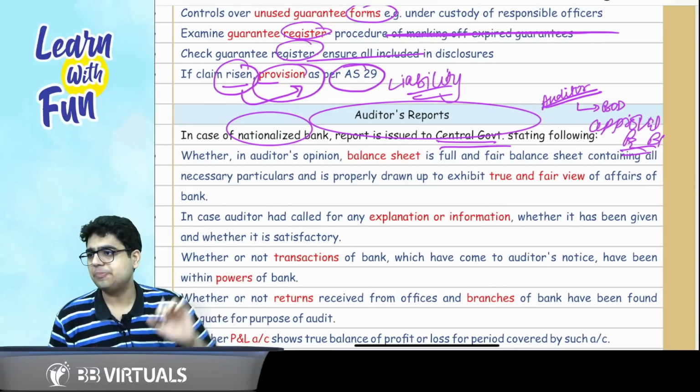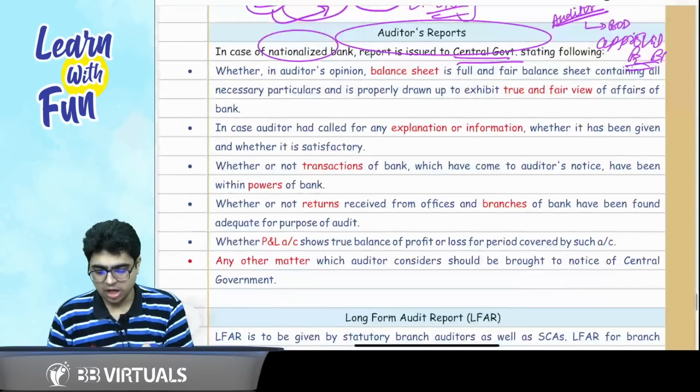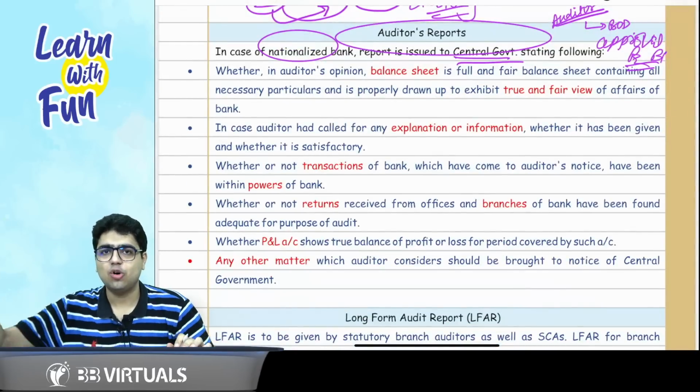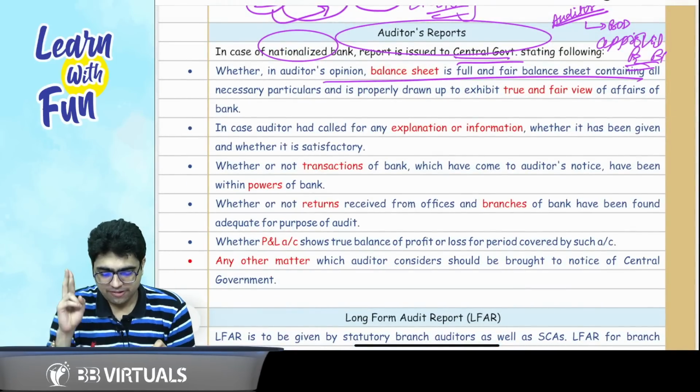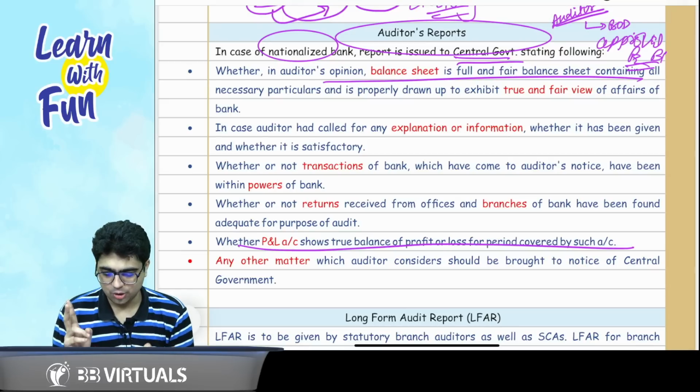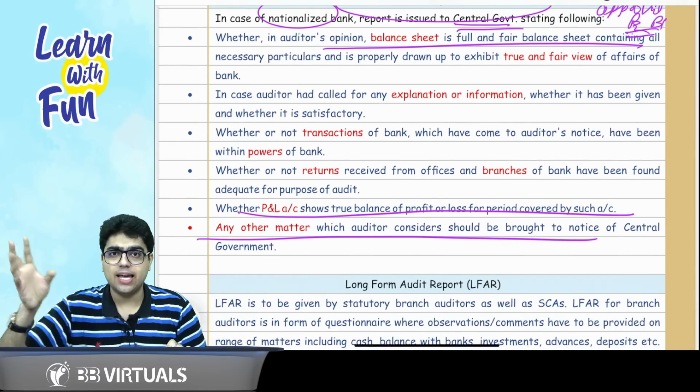Now we get the third party in case of a nationalized bank. The report is issued to the central government. Now the report talks about the same things which we have already studied in 143(3): whether the balance sheet gives a true and fair view, whether the P&L gives a true and fair view, and any other matter. So 3 points, very easy. Balance sheet, P&L, any other matter.